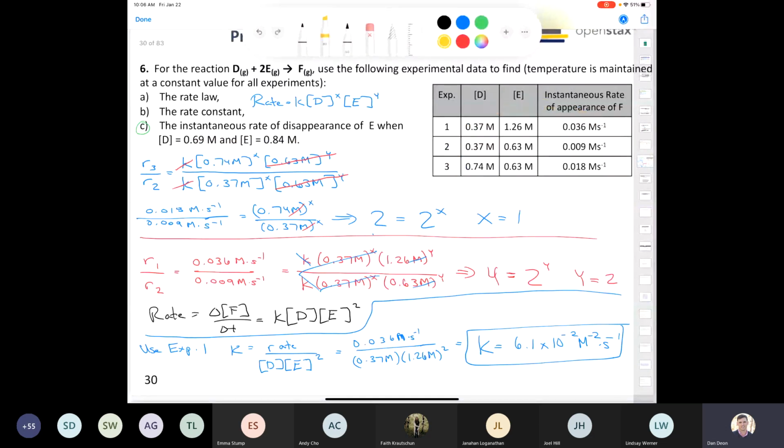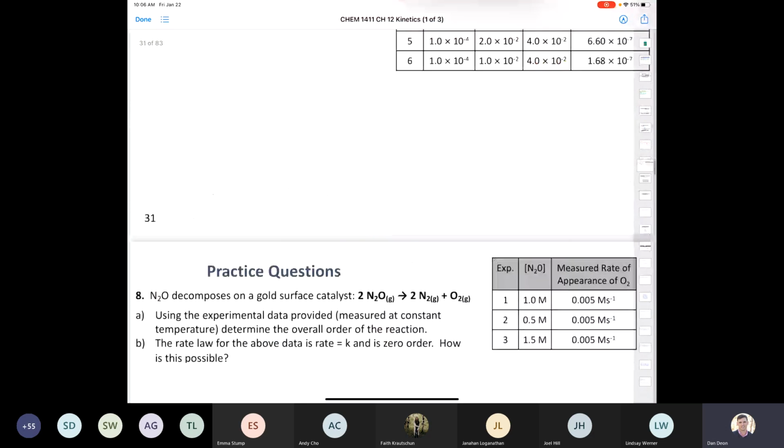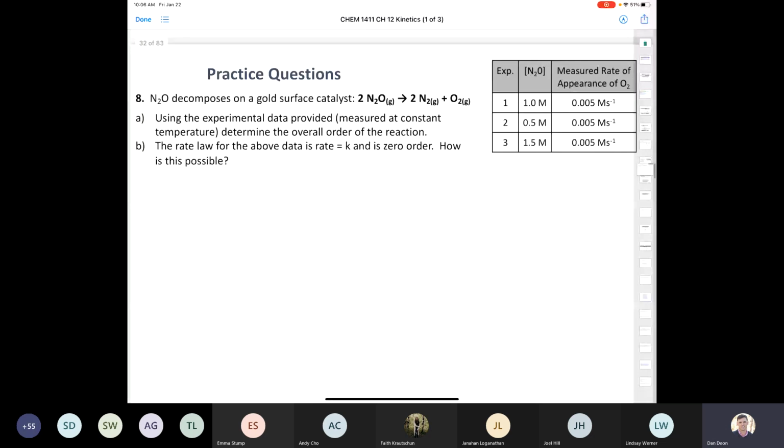After a while, you get pretty quick at it, and you say, well, if I take 1.26 divided by 0.6, it's about 2, and then I get 4. So y would be equal to 2. So as you progress in the class, you'll be able to solve a lot of these problems in your noggin. Okay, let's take a look at one last one.